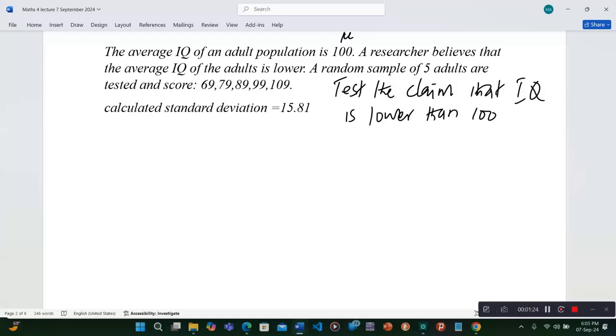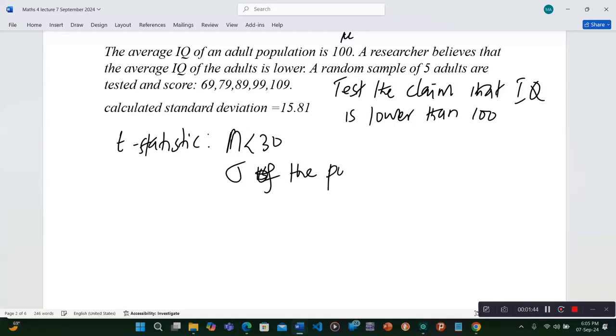So that means here we are looking at a t-test or a t-statistic, because n is less than 30 and the standard deviation is not known. Standard deviation, this is of the population. We can get that one of the sample, but that one of the population is not known. Here, this standard deviation is just simplifying life for us, but otherwise we can go ahead and first calculate it.